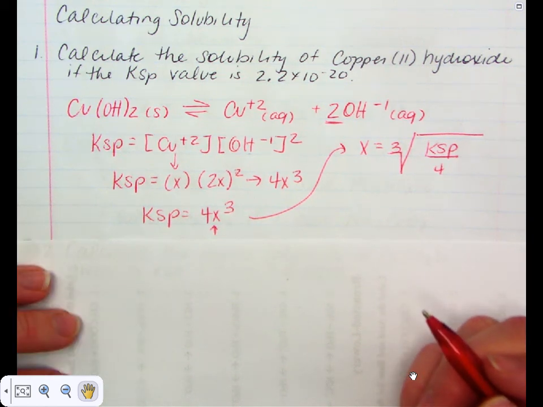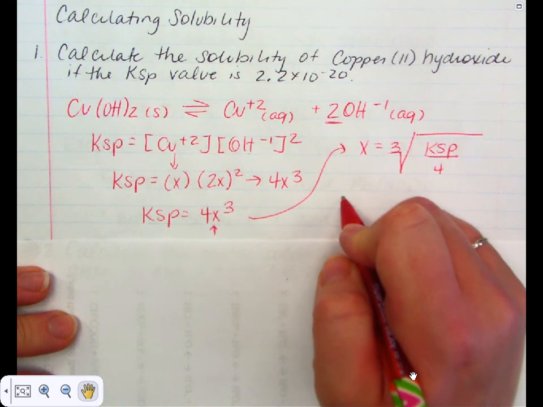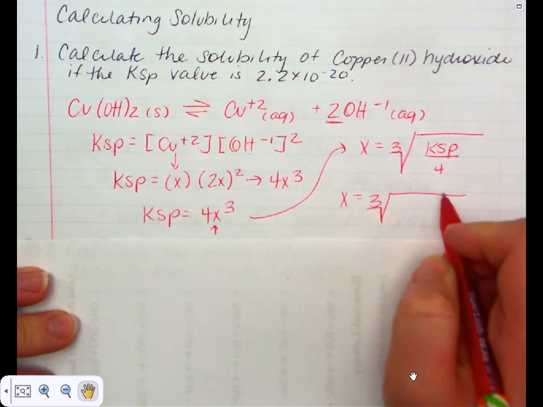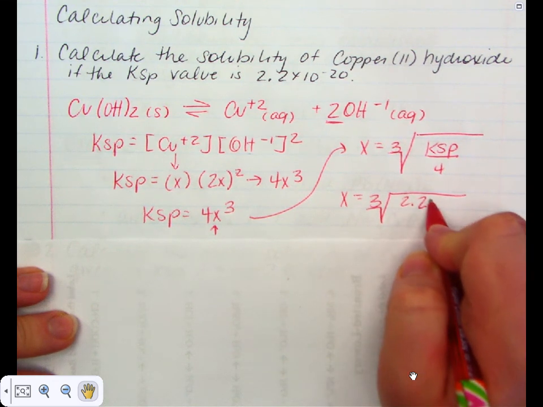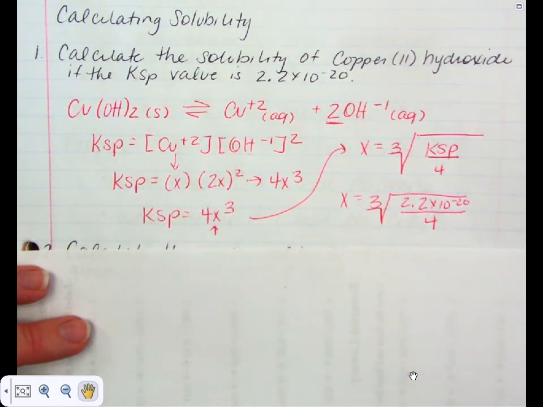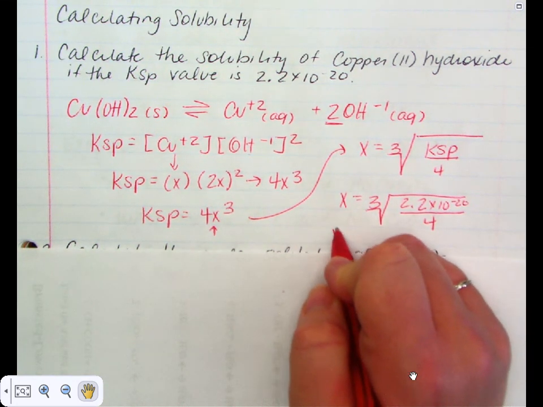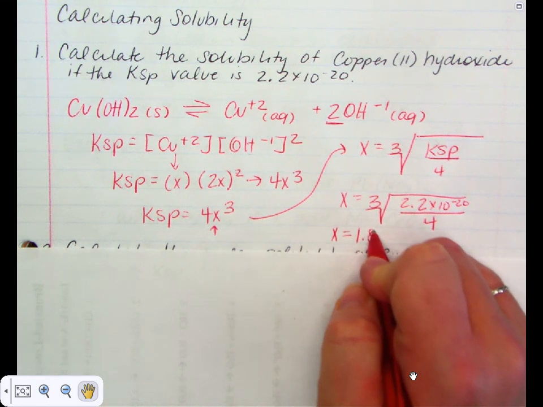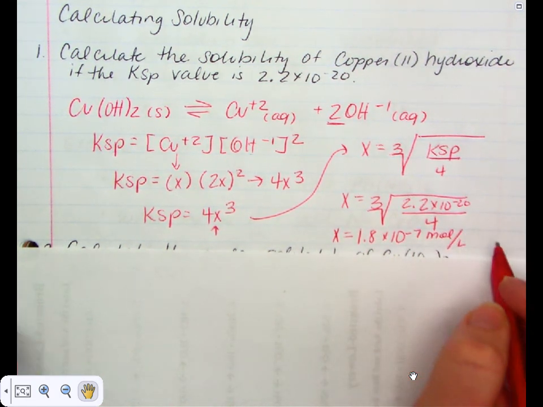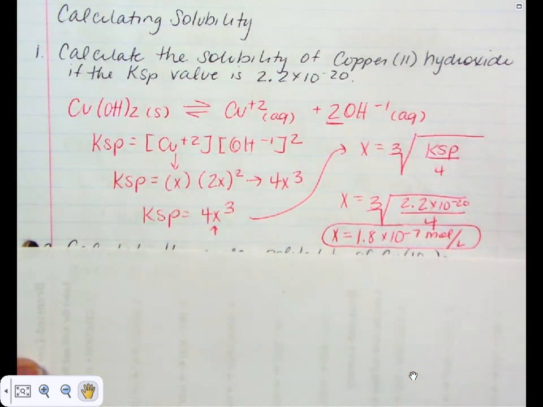So then what? Plug in your Ksp. Easy math, guys. Easy math. x equals the cube root of, what was my Ksp? 2.2 times 10 to the minus 20 over 4. Algebra math, yay, calculator. Aren't you glad you know how to use your calculator? x equals 1.8 times 10 to the minus 7 moles per liter. Or, what did I say instead of moles per liter? Molarity.